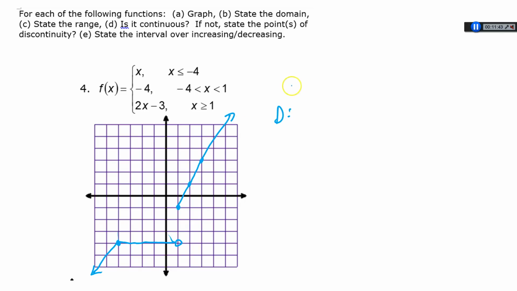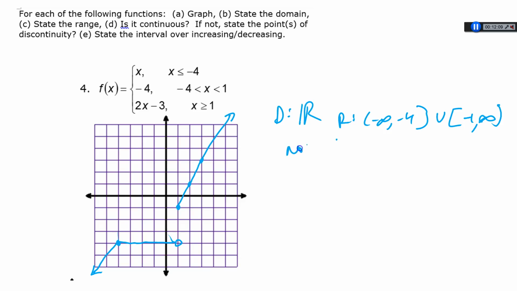So domain: all real numbers, right? There's nothing that I can't plug in. Everything is covered. It's in 3 pieces, but everything's covered. Range: open -infinity to -4, and we can get that, union, closed bracket -1 to infinity. So we just miss the values between -4 and -1.